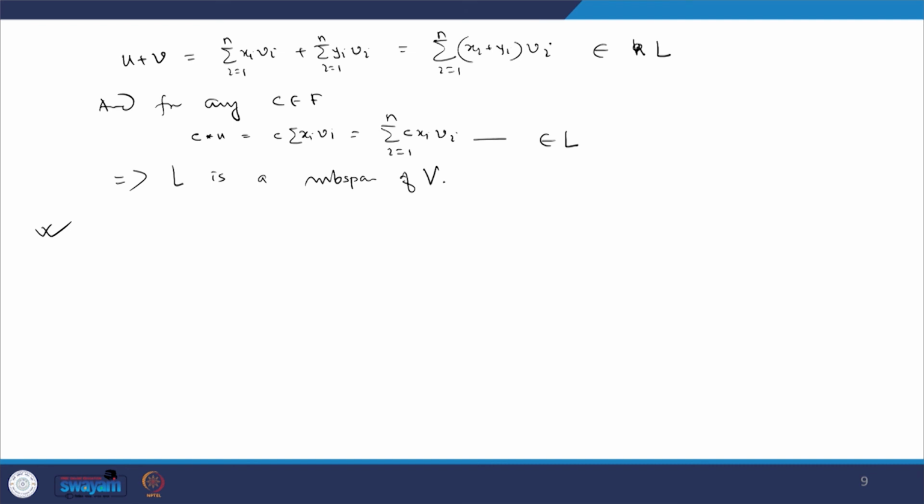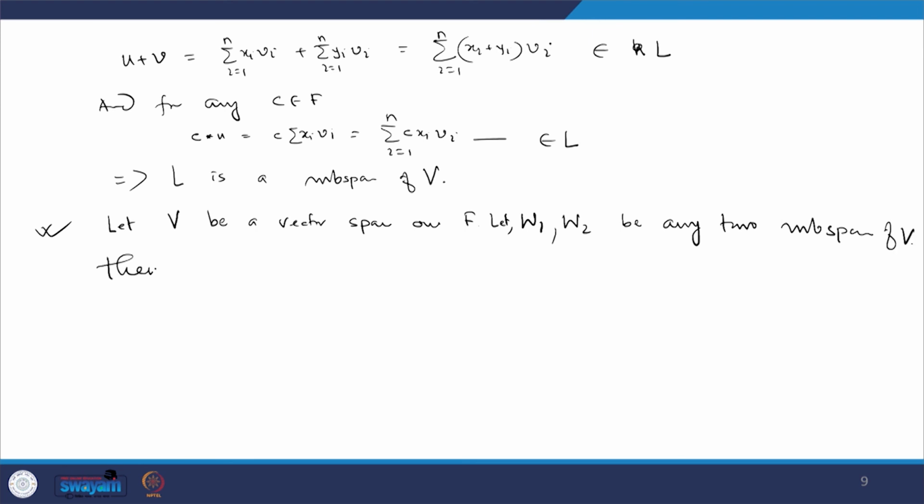Now, an interesting question may arise. Let V be a vector space over capital F, and let W1, W2 be any two subspaces of V. Then W1 intersection W2 is also a subspace of V. How to prove it? The proof is very straightforward.